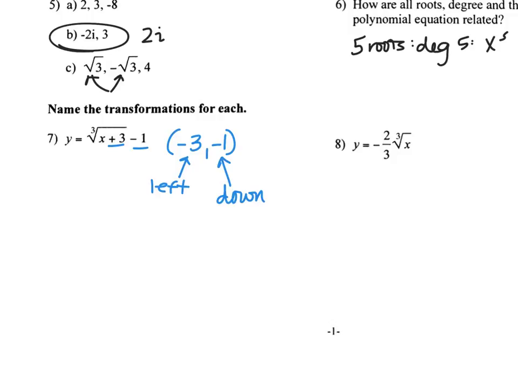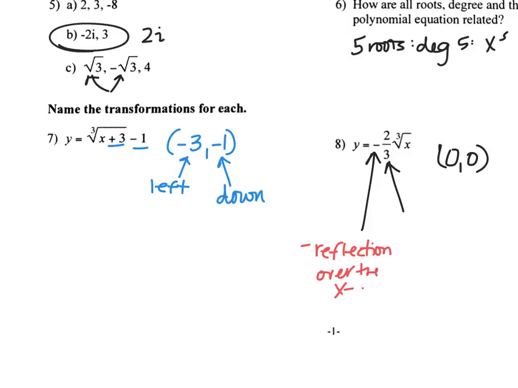Question 8, the vertex is 0, 0, so that means I'm not going left or down at all. I do see a negative on the outside and a 2/3 on the outside. Remember, we talked about splitting those two apart. So the negative itself is the reflection. And since it's on the outside, we're talking about a vertical reflection. So that means we're flipping up and down, which is over the x-axis. Remember, you're shaking your head up and down on the outside. 2/3 is also going to be vertical because it's on the outside. And since it's 2/3, that's going to end up being a compression because that's less than 1.